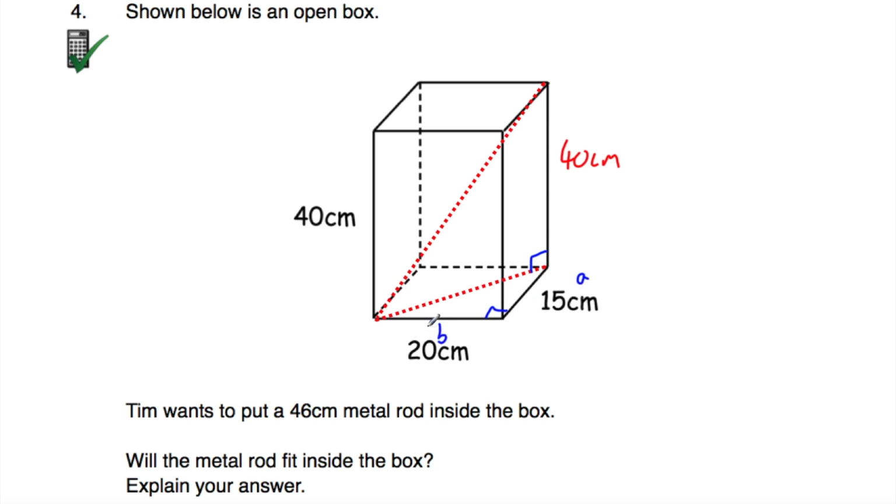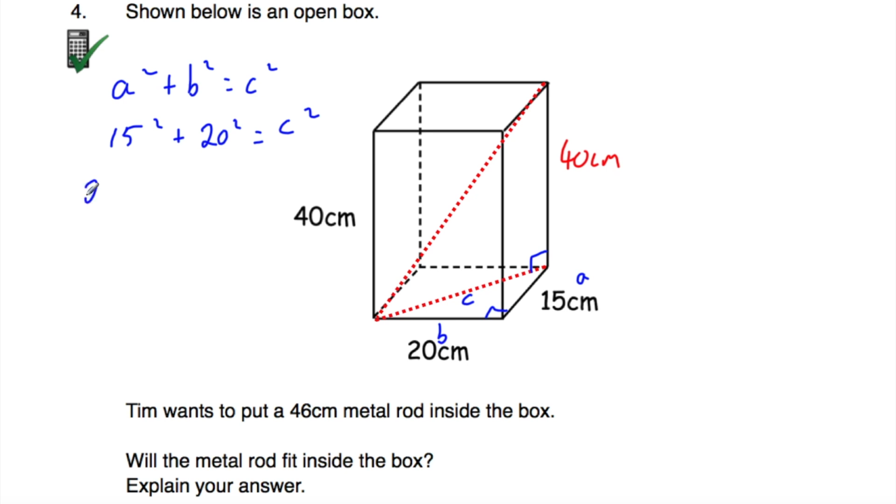That's going to be another shorter side, B. And the length of this diagonal here, let's call it C. So A squared plus B squared equals C squared. So A squared, that's going to be 15 squared, plus B squared, that's going to be 20 squared. And that's equal to C squared.